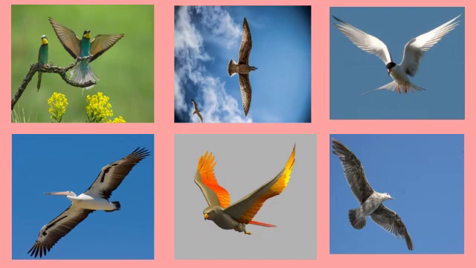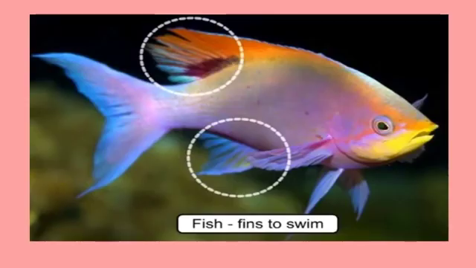Now see another example, birds and bats, they have wings to fly. They use their wings to go from one place to another. Here is another example. Fishes use their fins, as you can see in this slide. Fish use their fins to swim. It means they use their fins to go from one place to another.